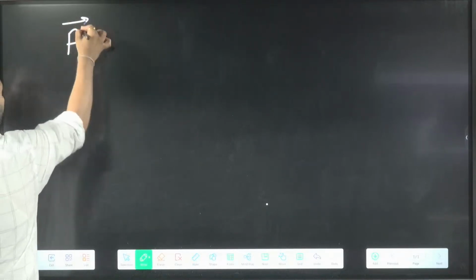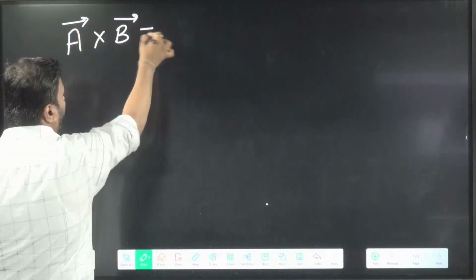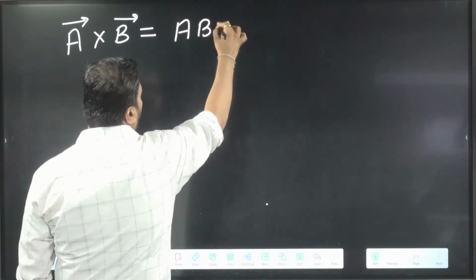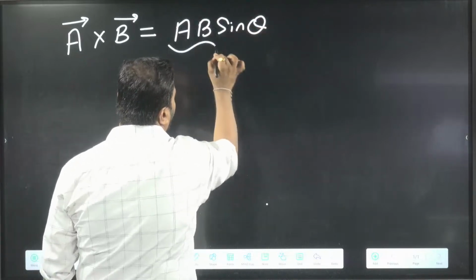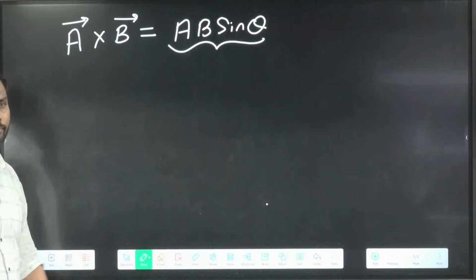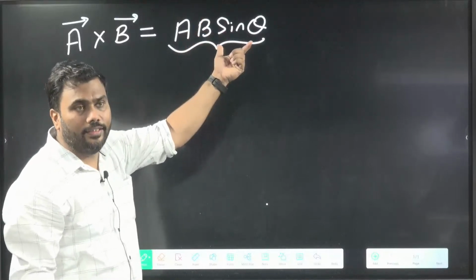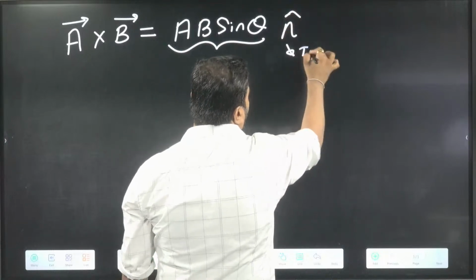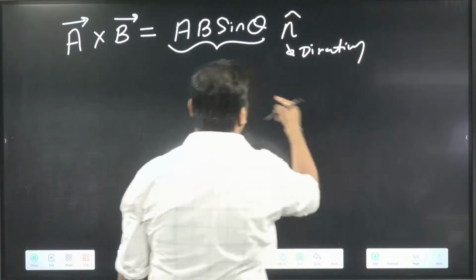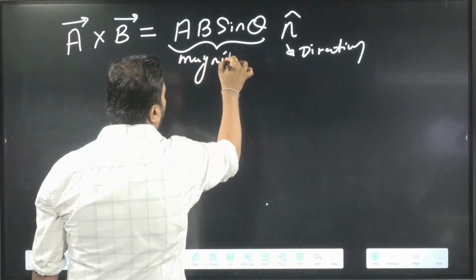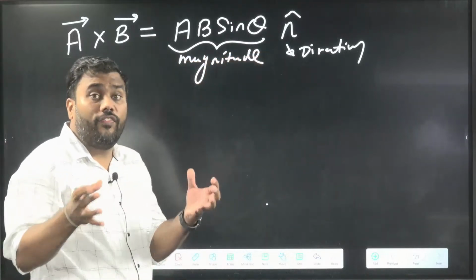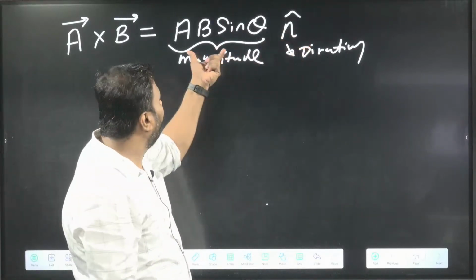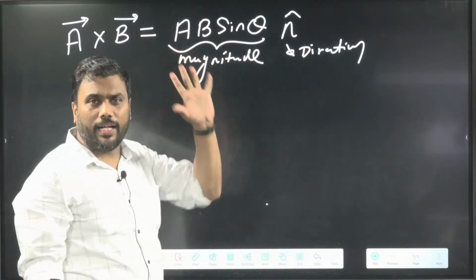How was the vector cross product defined? A cross B is defined as magnitude of A, magnitude of B, sine theta, times n cap. The first part gives you the magnitude of the cross product, and n cap gives you the direction. If we want to find only the direction, n cap is to be determined, and if we want only the magnitude, it is AB sine theta.